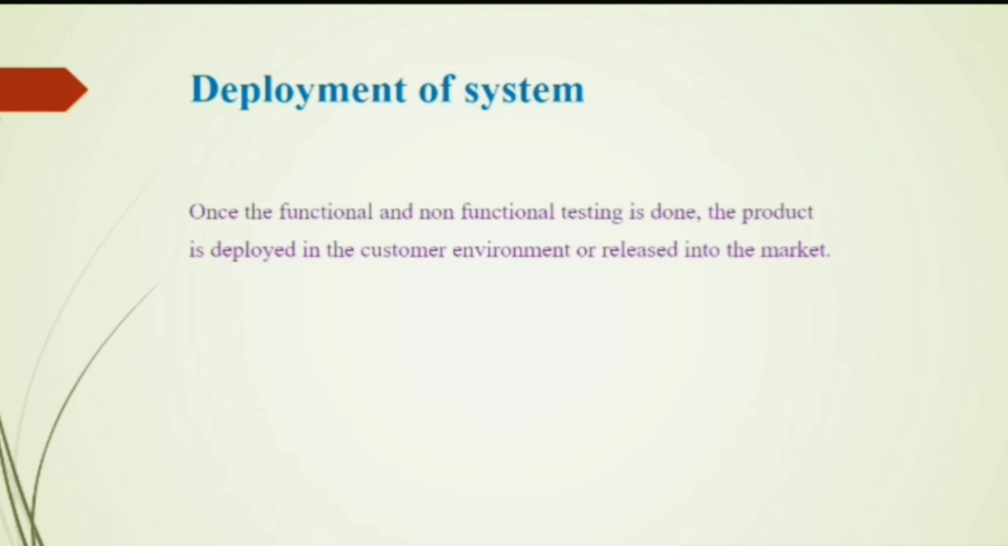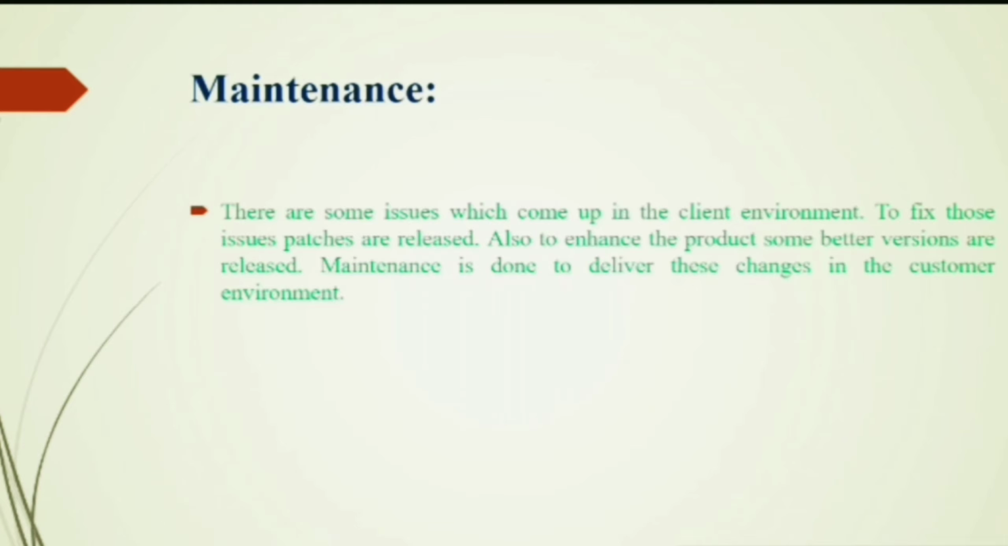Phase 5. Deployment of system. Once the functional and non-functional testing is done, the product is deployed in the customer environment or released into the market. Phase 6. Maintenance. There are some issues which come up in the client environment. To fix those issues, patches are released. Also, to enhance the product, some better versions are released. Maintenance is done to deliver these changes in the customer environment.